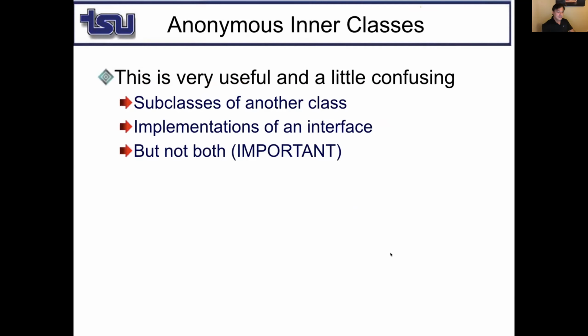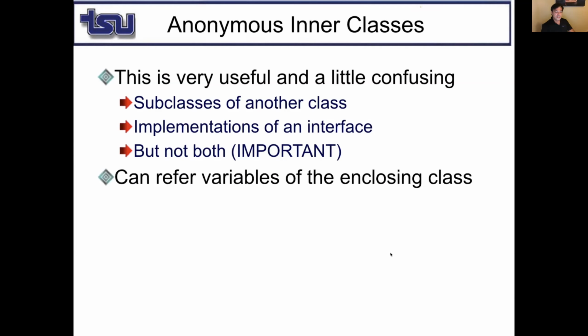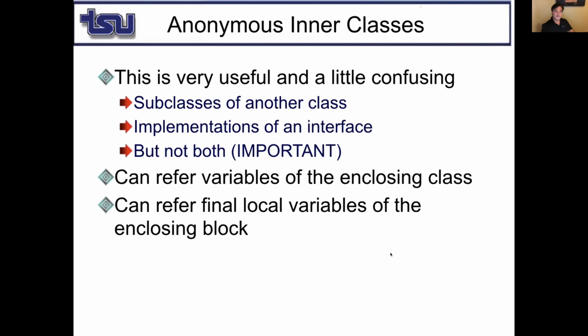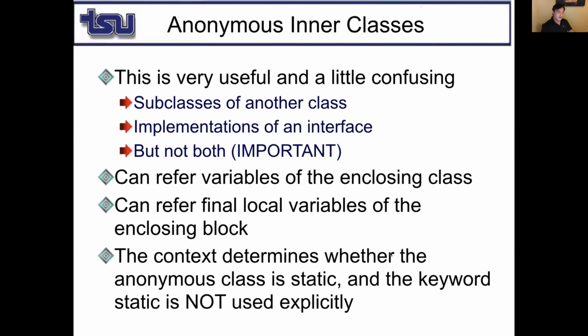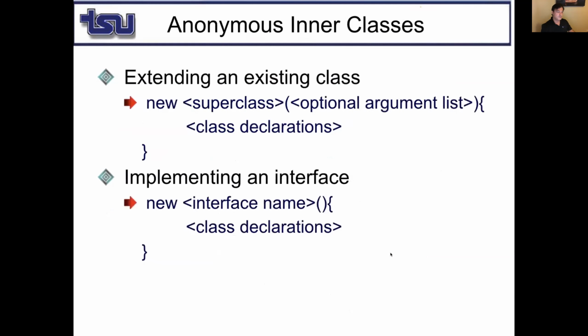An anonymous inner class is a subclass of another class or an implementation of an interface, but not both. It can refer to variables of the enclosing class, and can refer to final local variables of the enclosing block, just like the previous slide. And we will see the context will determine whether the anonymous class is static or not, but we never use the static keyword. So let's see.